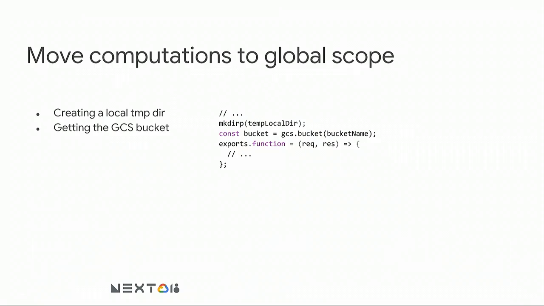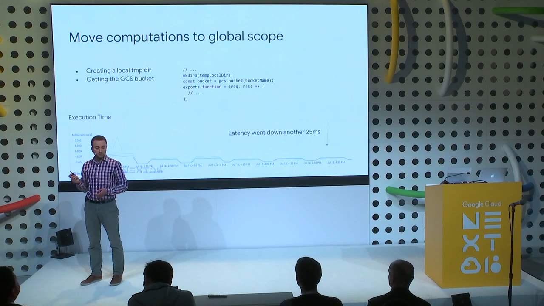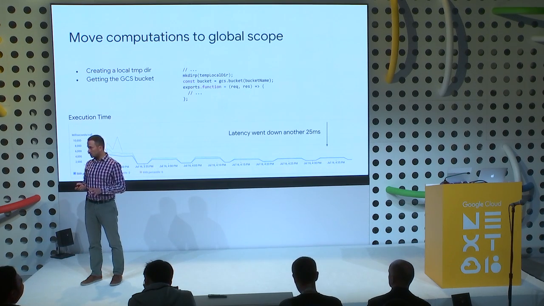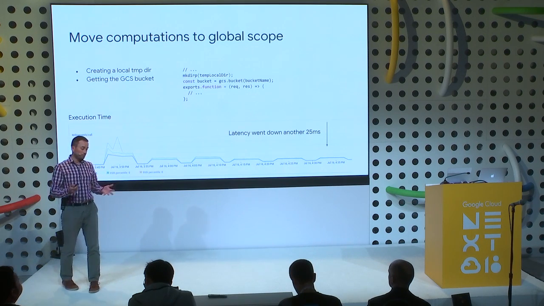so that's why metrics are always better than individual logs from one invocation. So now, I mentioned that it's useful to move computations that can be done just once to global scope. So in the next step, I moved creating the temporary directory into the global scope and creating the GCS bucket object, because we always use the same bucket for uploading the image and also for downloading the background. So we can just move those two lines into the global scope, and that will save another 25 milliseconds. Not so much, but still significant maybe.